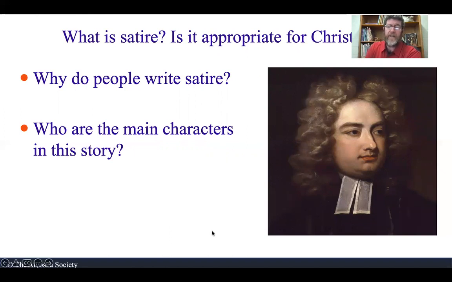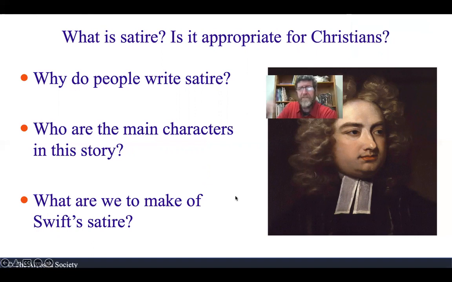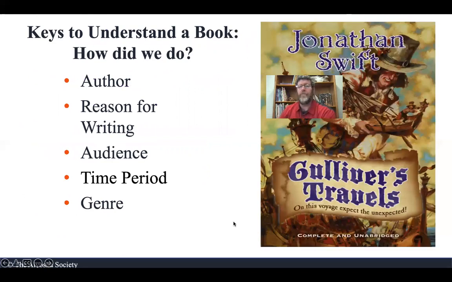In our particular story here, what's going on? Who are the main characters? And then how do you assess Jonathan Swift? After it's all over, how do you assess it all? Do you think he did a good job? Do you think he was able to communicate his message? Was he successful in his rhetoric? That's something that we'll be asking as well. So, how did we do?